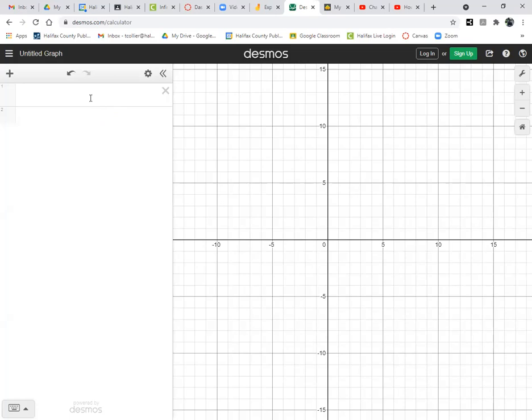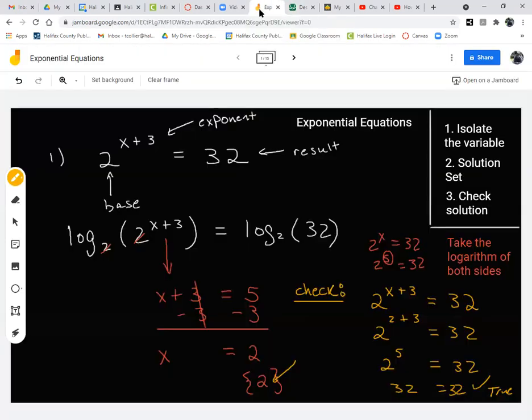And what I want to do is start off with the original equation that they gave me. 2 to the x plus 3 power is equal to 32. So what I'm going to do is define a new function that has the same base as the exponential equation right here, and the exponent is going to be x plus 3. And then I'm going to set it equal to 32 and see what happens.